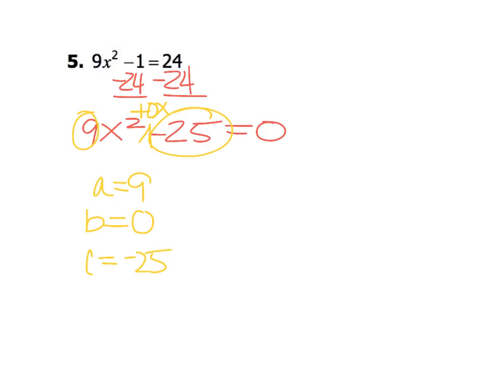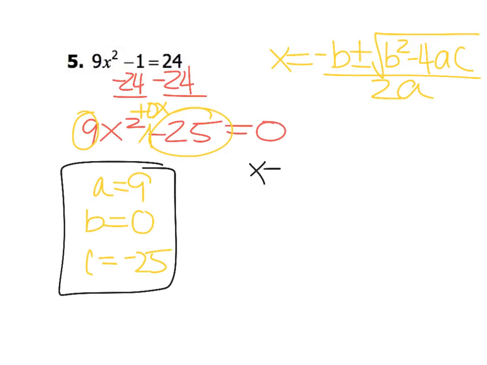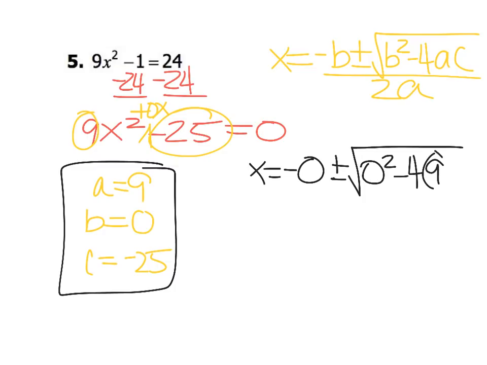All right, then we're going to plug it into our quadratic formula, which is x equals negative b plus or minus the square root of b squared minus 4ac all over 2a. So we take our values and plug them in. We end up with x equals negative 0, because b is 0, plus or minus the square root of 0 squared minus 4 times 9 times negative 25 all over 2 times a, which is 9.